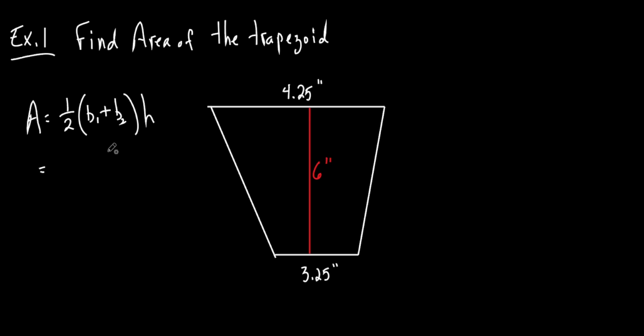Now, you just plug everything in because they ask you to find the area. Just plug everything in. Put this 1/2 right there. Add up the two bases. What's that? 4 and 3 is 7. 0.25 plus 0.25 is 0.5. So that's 7.5 times the height, which is 6.